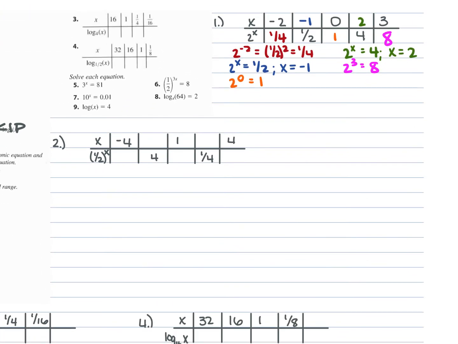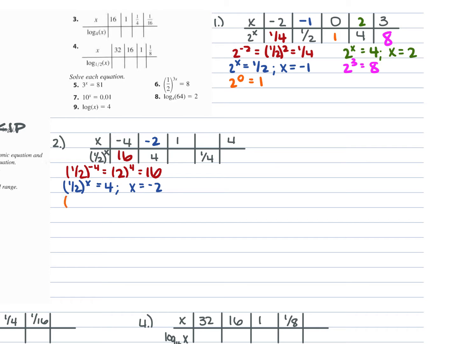For number 2, we have x and we have 1/2 to the power of x. When x is -4, we're going to have 1/2 raised to the -4th power, which is 2 to the 4th power. 2 times 2 is 4, times 2 is 8, times 2 is 16. I was right the first time. When we have that 1/2 to the power of x is equal to 4, that x is going to be -2.